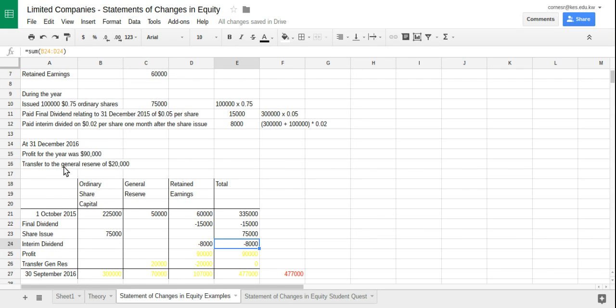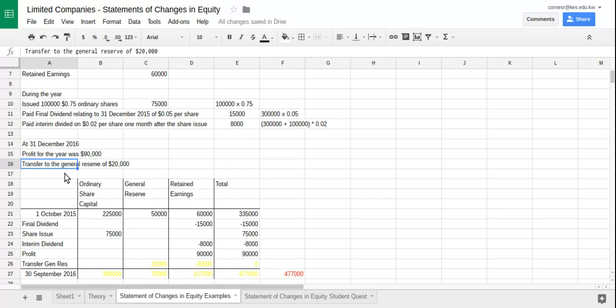Next thing that happens is the profit for the year. That gets added on to retained earnings in the first instance. So profit for the year is 90,000. We add that on to retained earnings. 90,000 goes in, so it's a positive figure, and in the total column, only 90,000 has gone in.